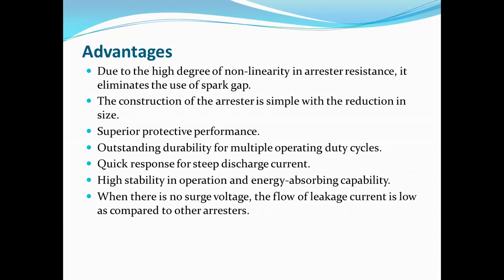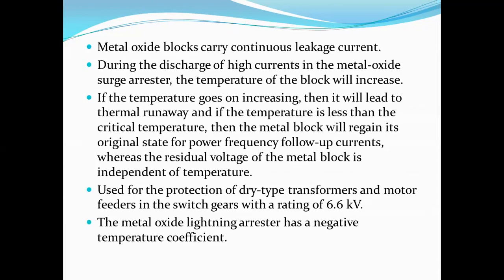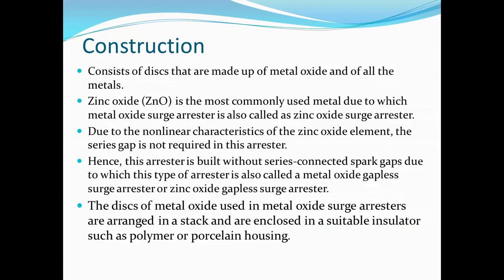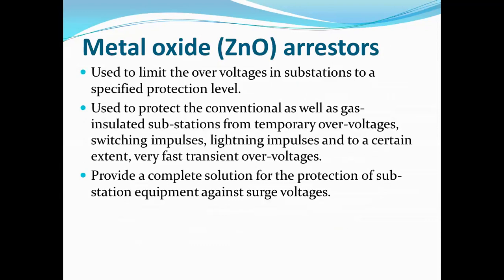So these all are the advantages of the metal oxide or zinc oxide surge arrestors. This zinc oxide surge arrestor is used for the protection of transformers, and that voltage is up to 6.6 kV. So this is important. This question is frequently asked in examination, because if you consider the last chapter, there are very few points. Only 3 to 4 points are there.